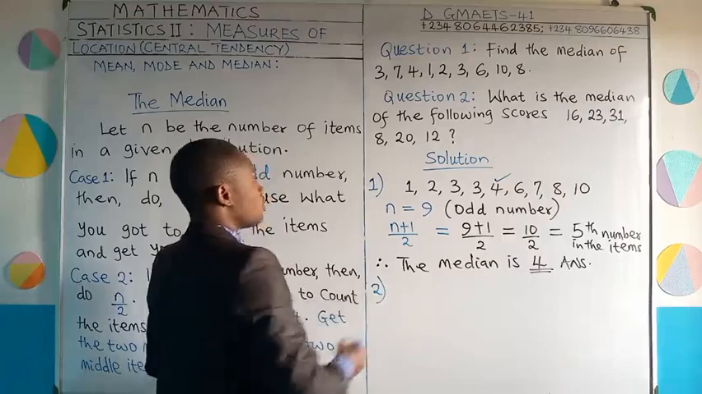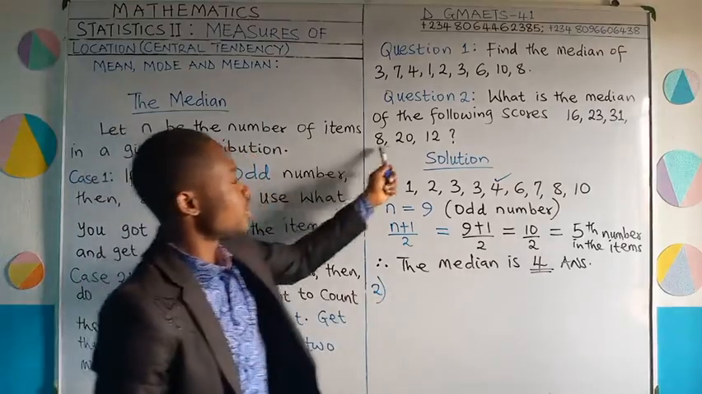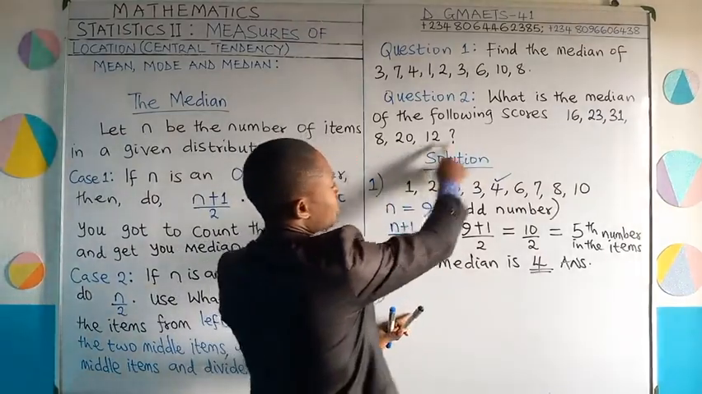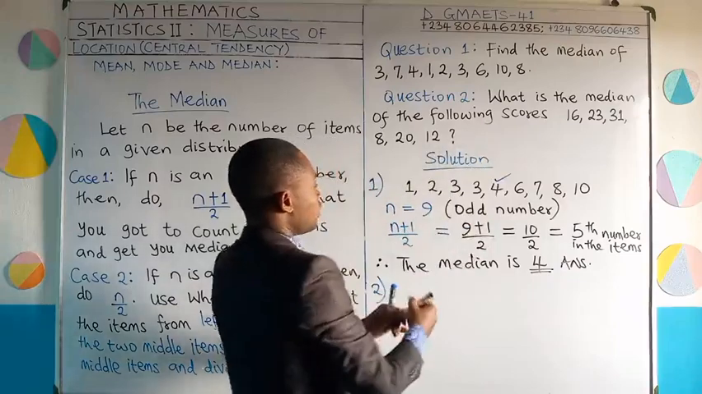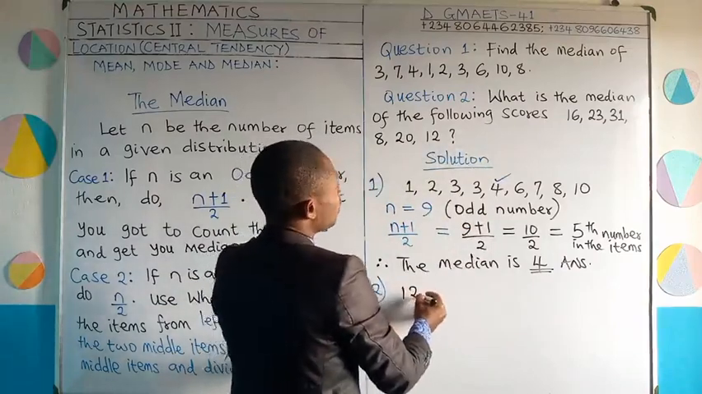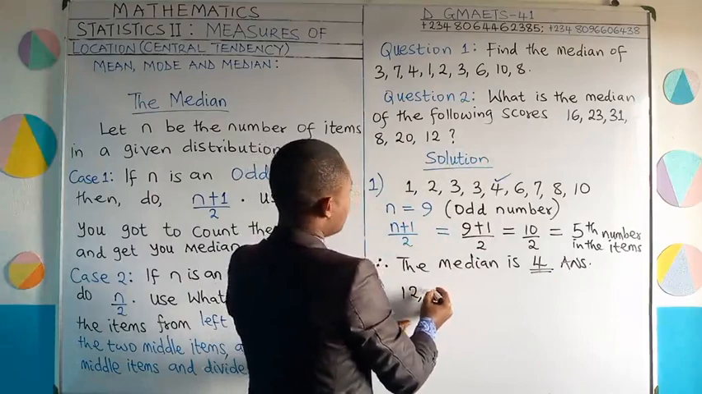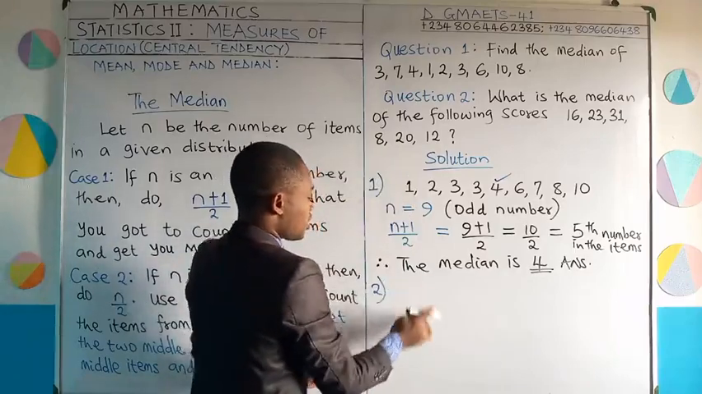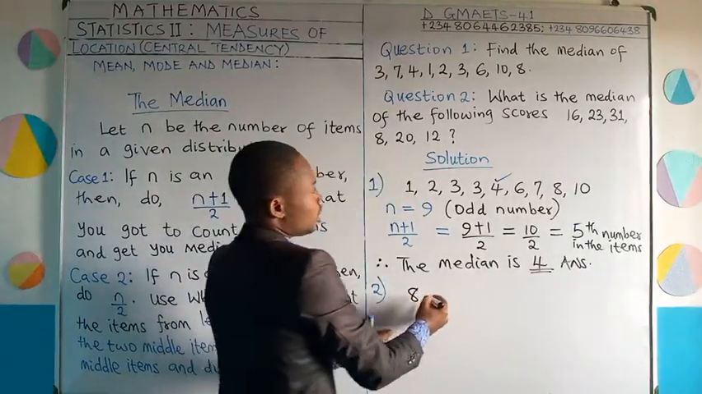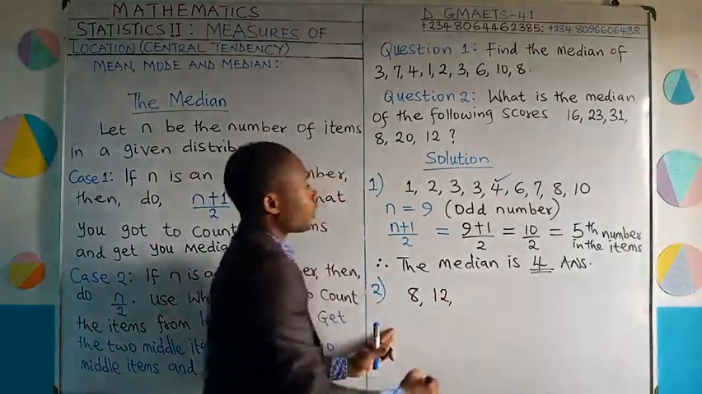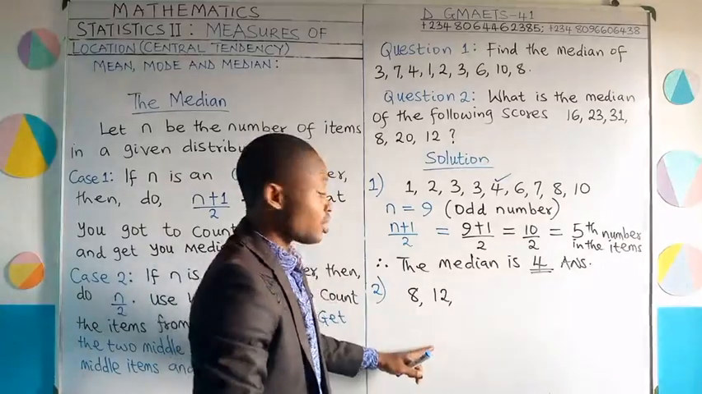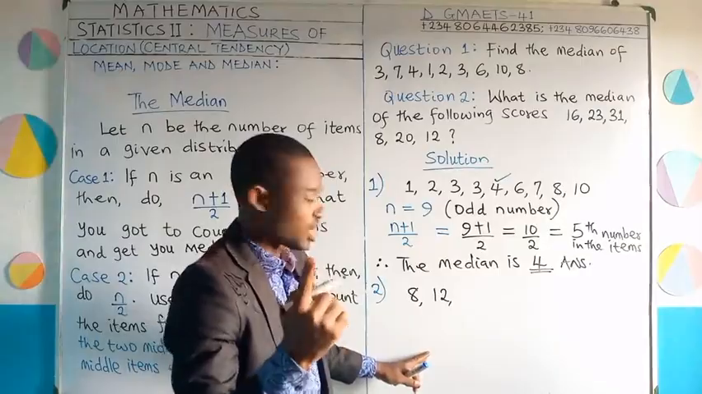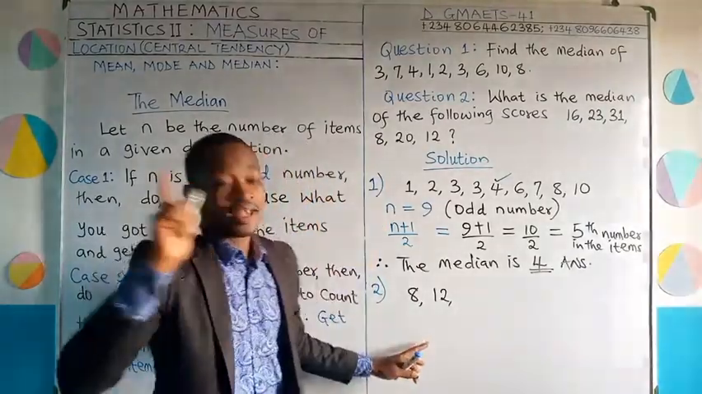Let's move on to question number 2. In question number 2, this is the distribution given, so I will quickly arrange them. The smallest value here is 12, so I'm going to have 12. After that, the smallest one is 8. You have to be careful when you are arranging so you don't make mistakes. If you make a mistake in the arrangement, it will affect your answer. You may likely fail it. So remember, you must arrange it. I told you that earlier as a warning.